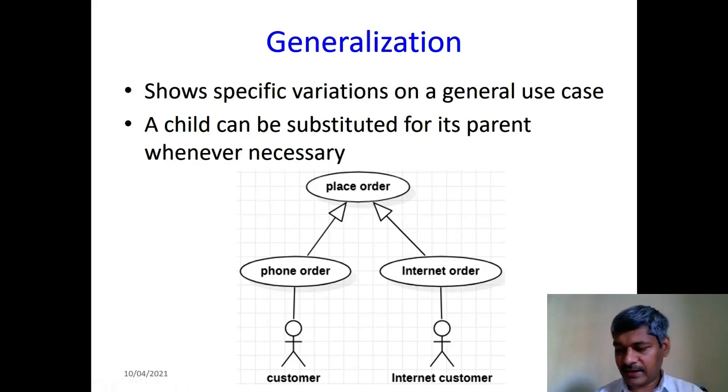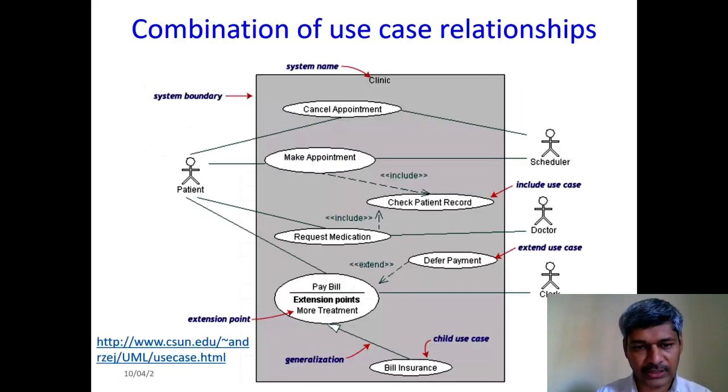Whenever you are trying to draw a use case diagram, you can use all these things together. It doesn't mean you only have include relationships, or only extend relationships, or only generalizations. Within a single use case diagram, you can incorporate all of them together. Now let us look at an example, where we are trying to design for a clinic, more or less a hospital. Let us put all these use case diagram elements together along with the example.